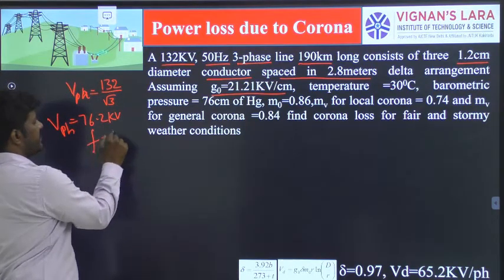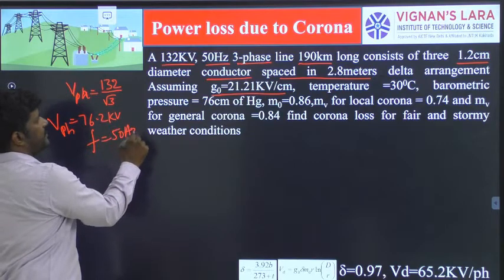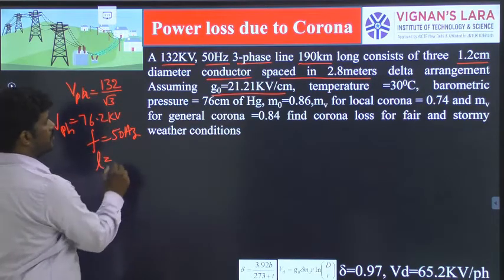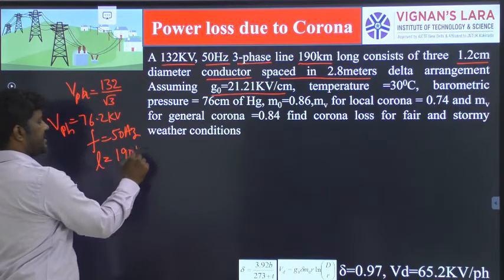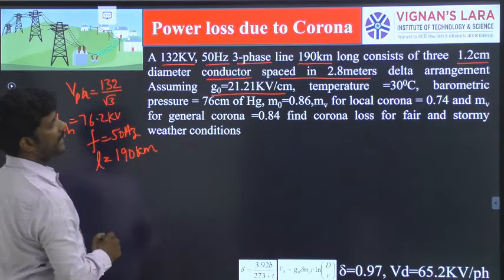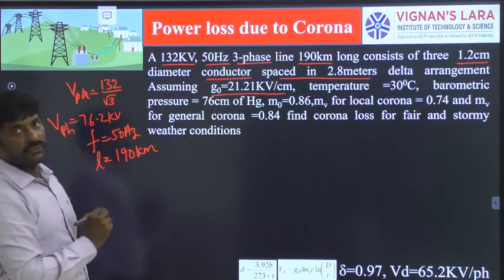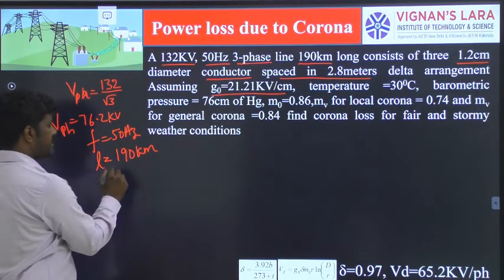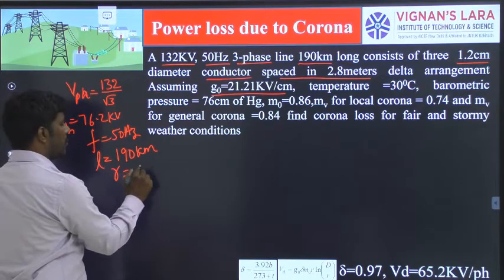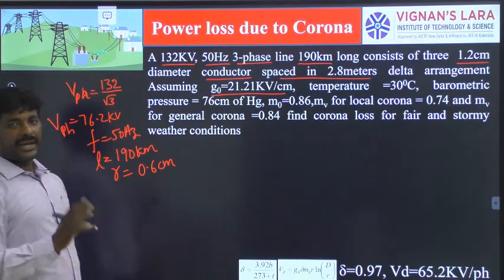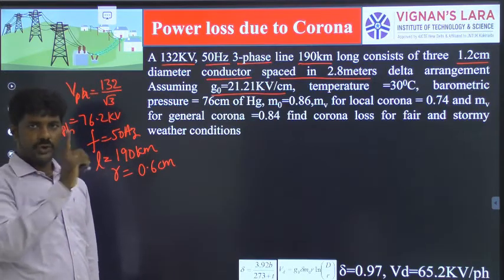And the frequency F is equal to 50 Hz. It's a three-phase transmission line with a length L equal to 190 kilometers. This is another given data. As I told you, there are three conductors, each having a diameter of 1.2 centimeters, means radius R is equal to 0.6 centimeters. Here I am not converting into meters, as I told you previously.